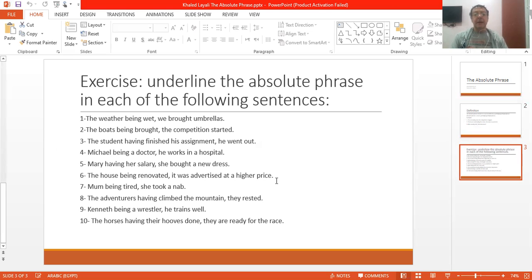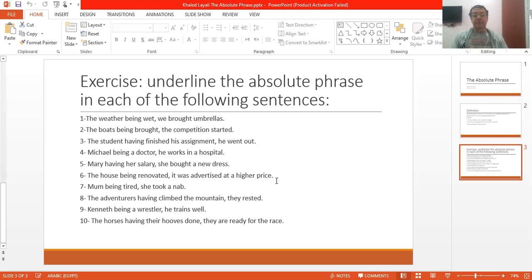Number three, the student having finished his assignment, he went out. The student, that is a definite article. Student is a noun. Having finished his assignment is a participial that modifies the student. So the student having finished his assignment is an absolute phrase.